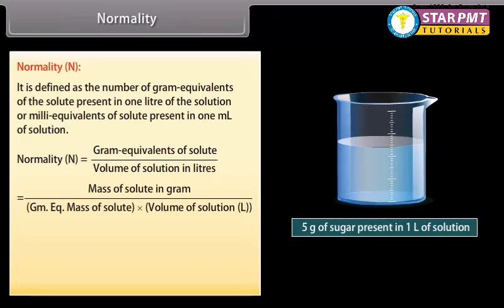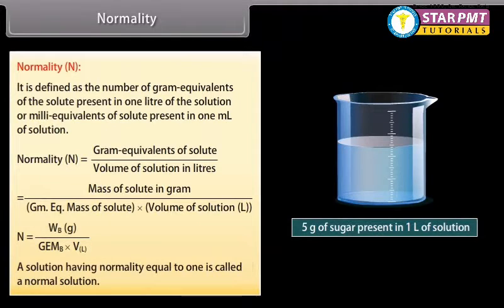Mathematically, normality is represented by N is equal to Wb in grams divided by the product of gram equivalent mass of B and volume of solution in liter. A solution having normality equal to 1 is called a normal solution.